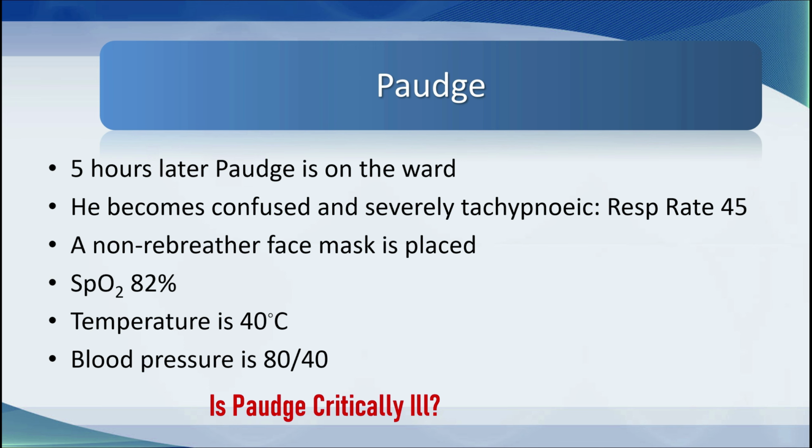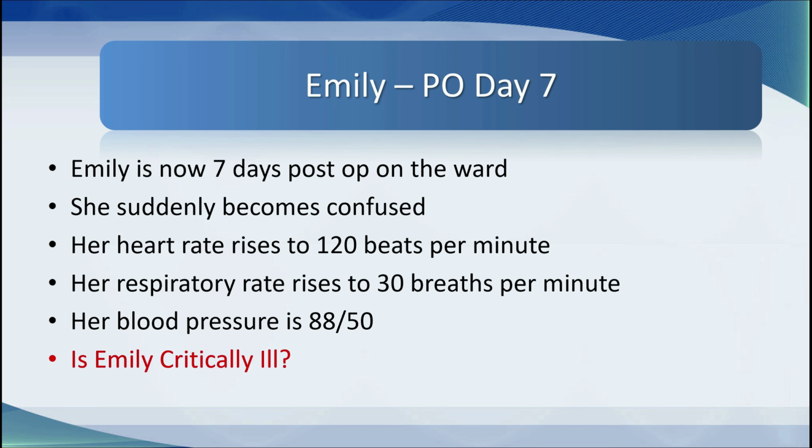Emily is now post-op day 7 on the ward. She suddenly becomes confused. Her heart rate rises to 120 beats per minute. Her respiratory rate rises to 30 breaths per minute. Her blood pressure falls to 88/50. Is Emily critically ill? I would argue that she is. She is showing evidence of multi-organ dysfunction.